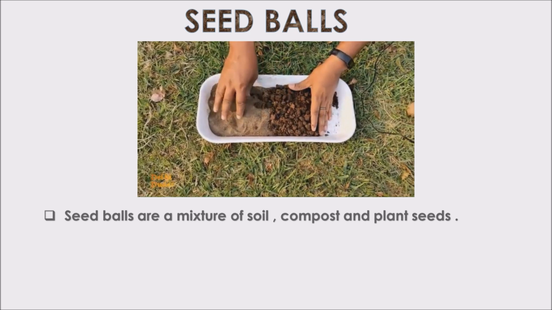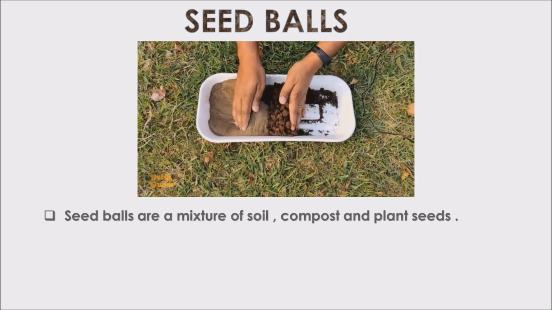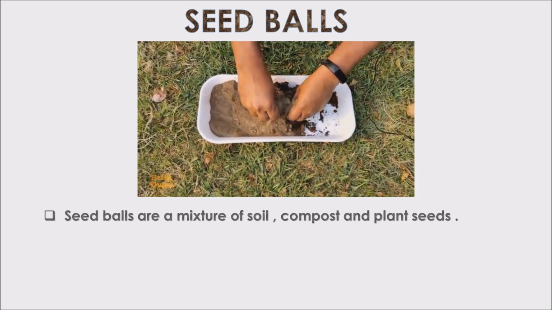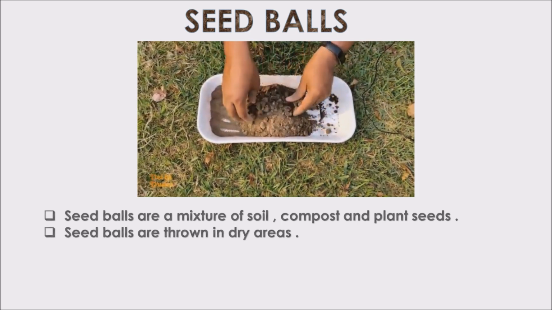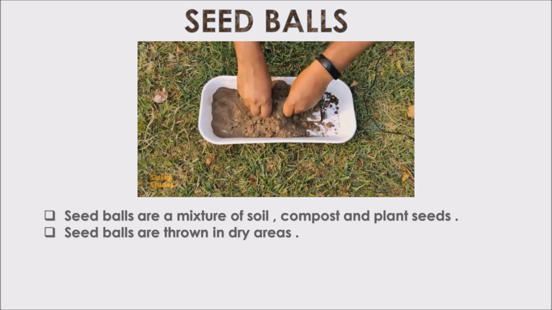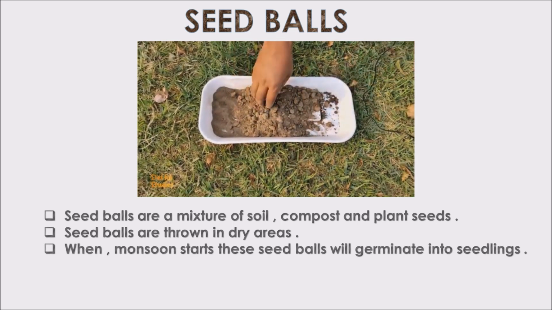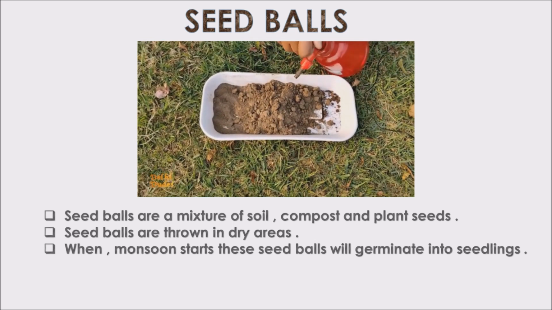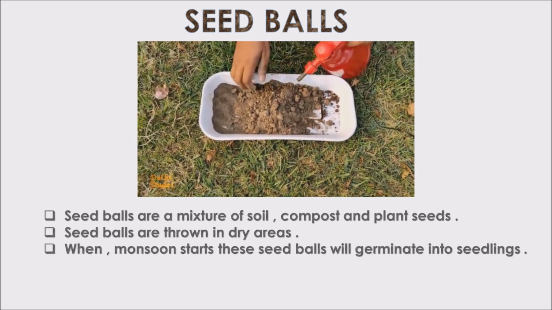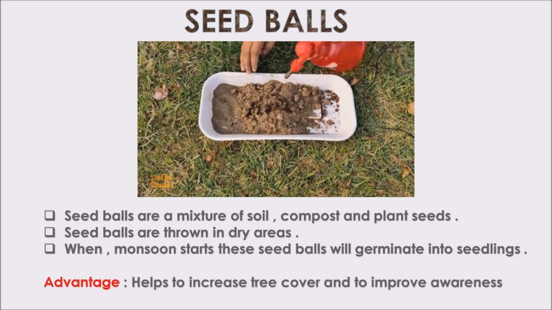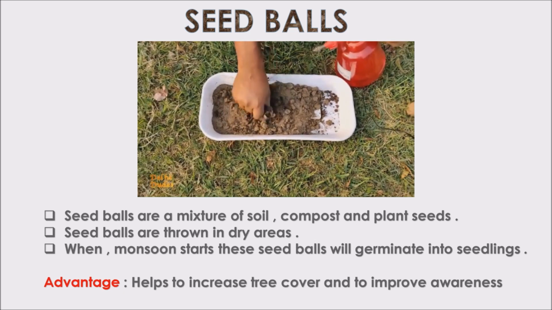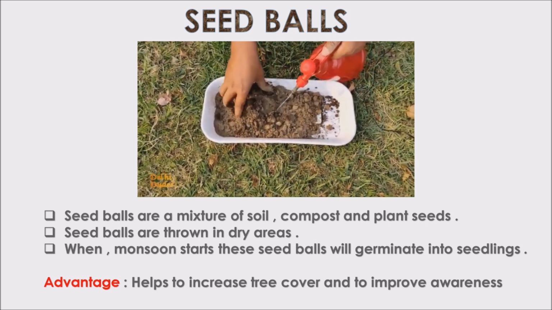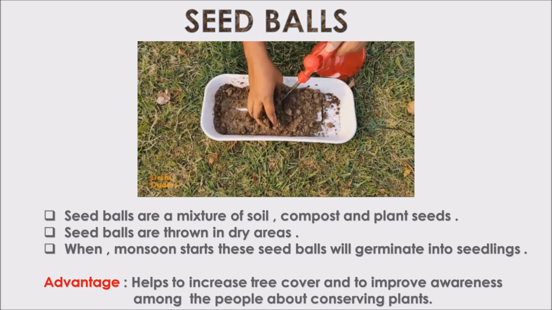The next method is seed balls. Seed balls are a mixture of soil, compost and plant seeds. The seed balls are thrown in dry areas. When monsoon starts, these seed balls will germinate into seedlings. The advantage is it helps to increase tree cover and to improve awareness about the conservation of plants.